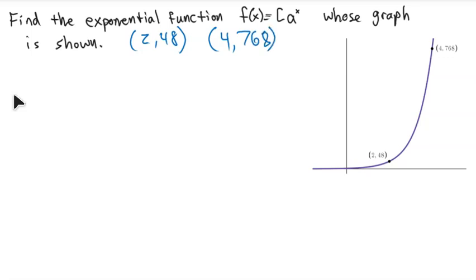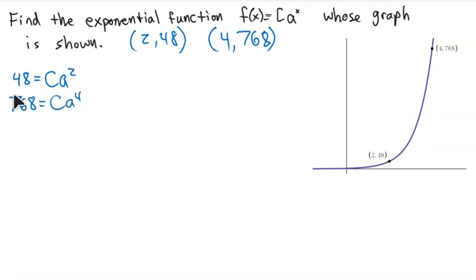So we're going to do this exactly like we did the last example. We're going to put the 2 in for x, and f of x is going to be 48. So our first equation is 48 is equal to c times a to the power of 2. And then we're going to put in a 4 for x, and 768 for f of x. So 768 is equal to c times a to the 4th power.